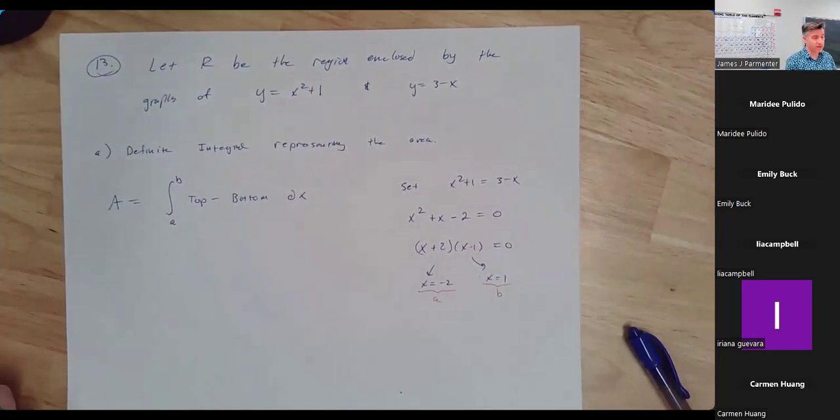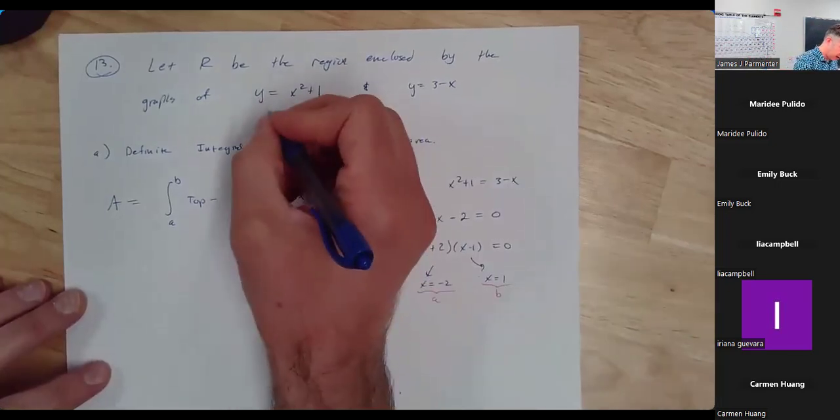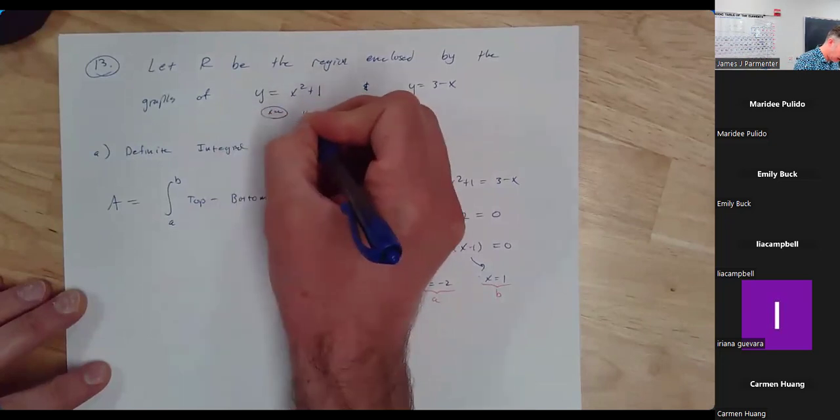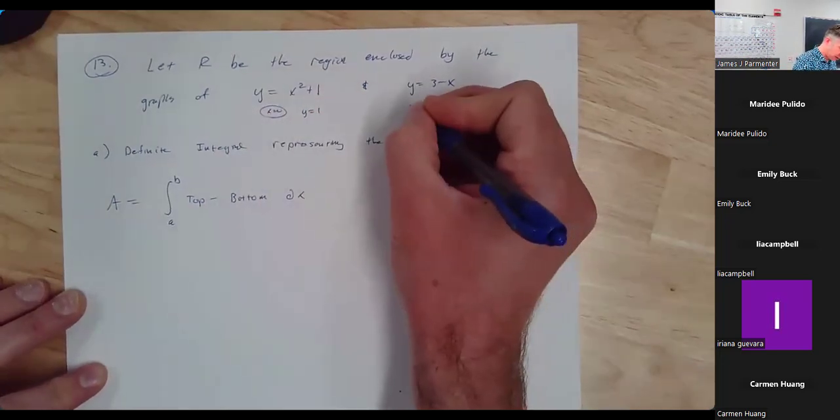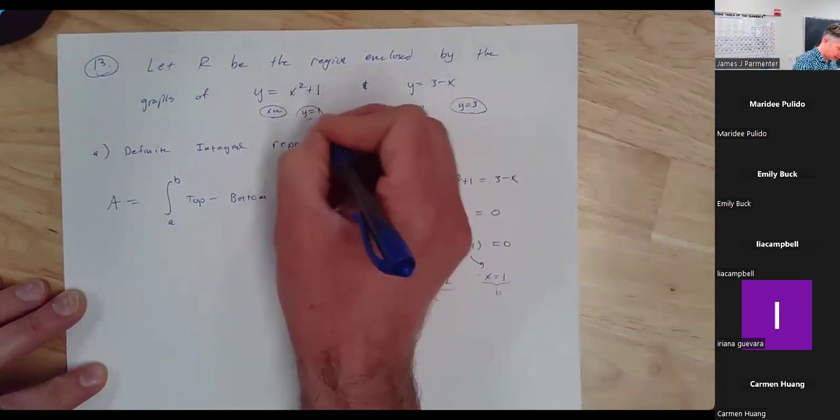And then very easily, we can figure out which function's on top by just picking some value between those 2 points. I would pick 0. You could pick -1 if you want, but I would pick 0 and plug it into both functions. So if you plug in 0 here, you get y equal to +1. Plug in 0 here, you get y equal to +3. Which one's bigger? Clearly 3.